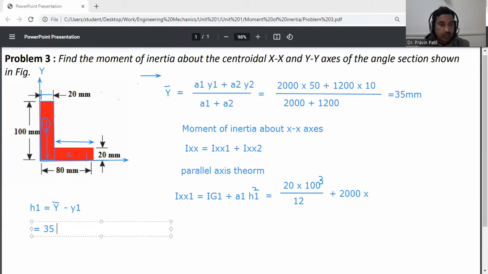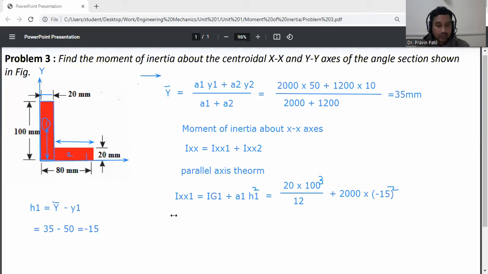Y bar is 35, minus y1 which is 100 by 2, that is 50. So 35 minus 50 will be minus 15 mm. So h1 squared will be minus 15 squared. If we square it, the minus value becomes a plus value. So we get Ixx1 from this relation.